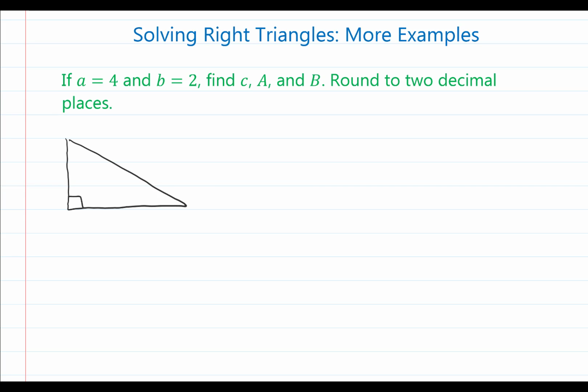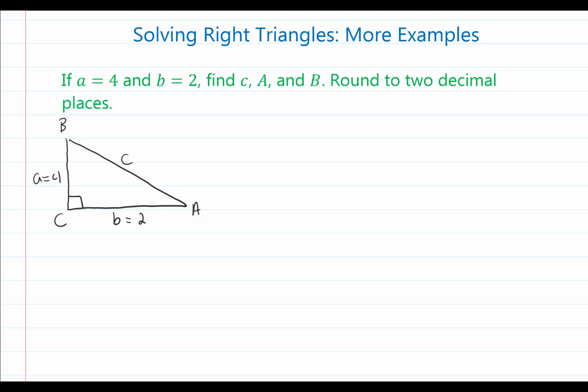I'll put my right angle at the bottom left-hand vertex. That is typically labeled as angle C. We then would have side C opposite angle C. I'm going to label the bottom right-hand vertex as angle A, which means side A is opposite angle A. We know side A is a value of 4, and then we have angle B, where side B is opposite angle B, and we know that side B is a value of 2. We know that angle C is 90 degrees because we are told that this is a right triangle.